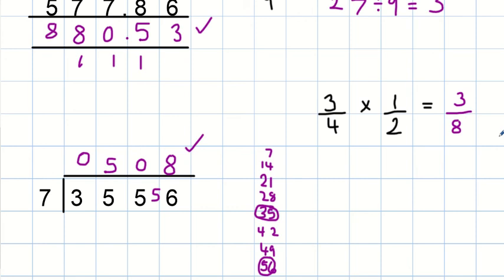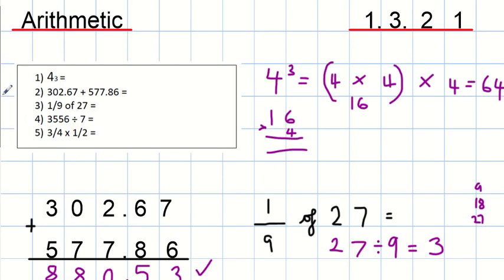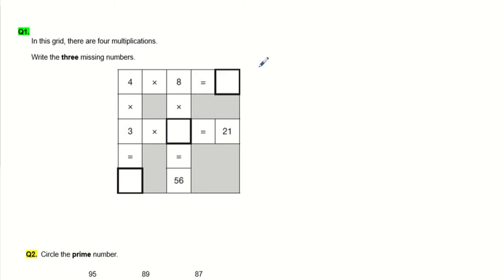That's right, can I simplify? So is there a number that I can divide 3 and 8 by equally? No, there isn't. So 3/8 is its simplest form. Okay, so that concludes the first part of our arithmetic. We're now going to move on to the 3 questions.